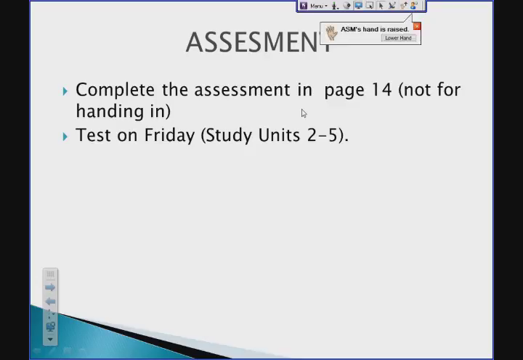And White River, speak to me. The assessment on page 14, is that in the reader, or in Mounce, or in the outline? You said page 14, but you didn't say which page 14. It's in the study guide. In the study guide. Page 14 in the study guide. In the study guide, yes. Remember, I'm going with the study guide.